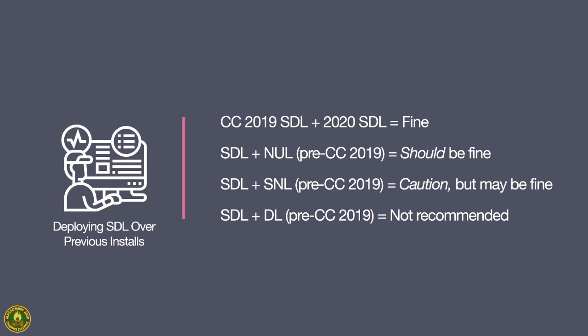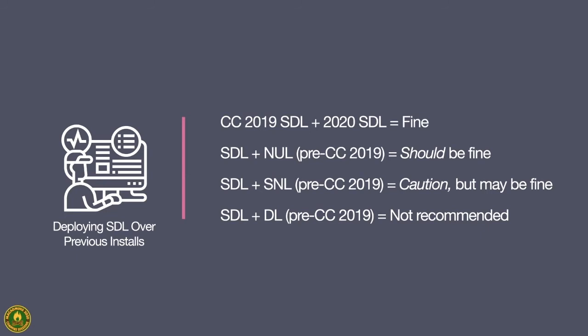If you're deploying shared device license packages on top of named user license installs of older than 2019, this should be fine. What it will do is convert any 2020 and 2019 apps to shared device license and should retain the named user license for the older apps. But please do test this.